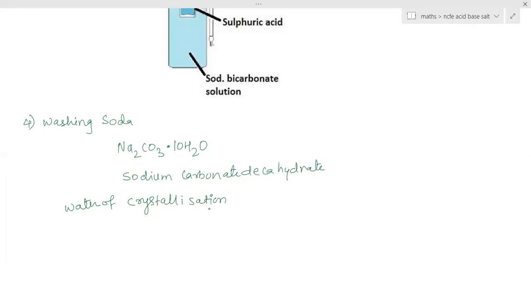So this is a transparent crystal. When water is not available, sodium carbonate is a white powdered salt. Initially it is a white powder. When we add water into it, it becomes dry, it will not be aqueous. It is a crystalline salt.